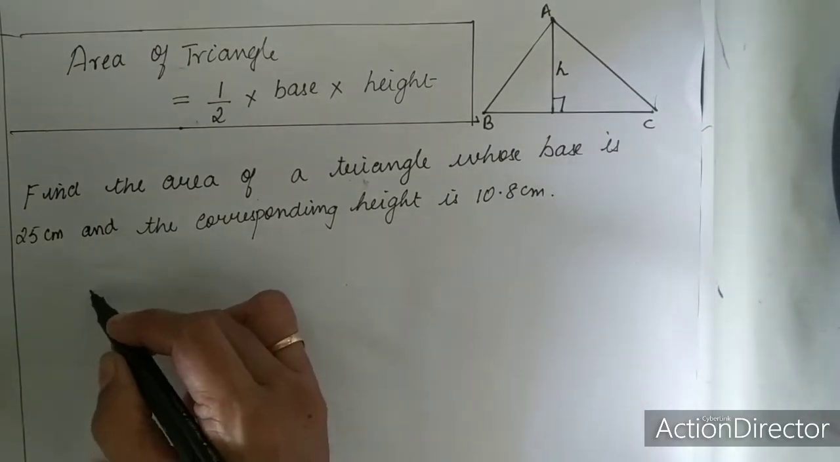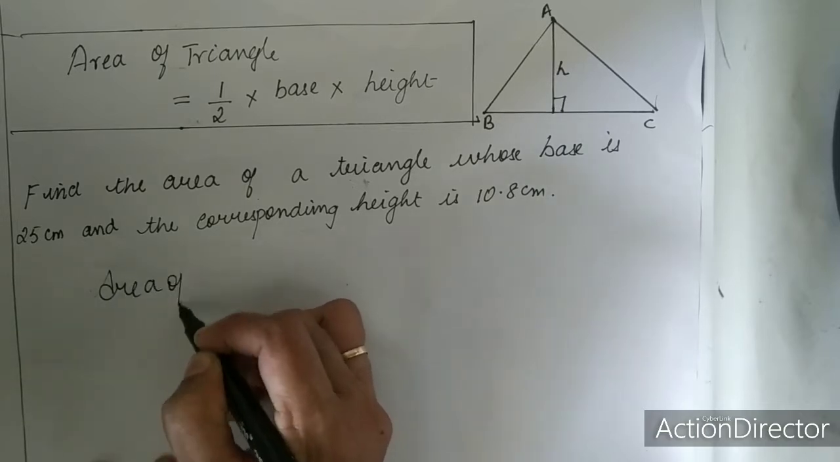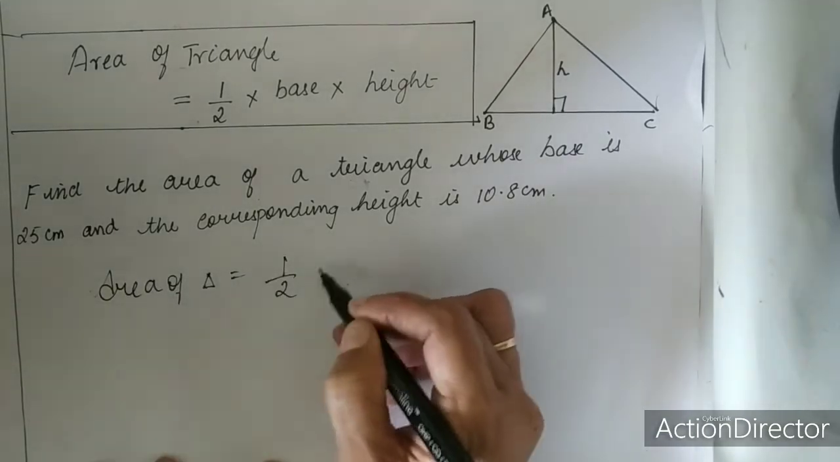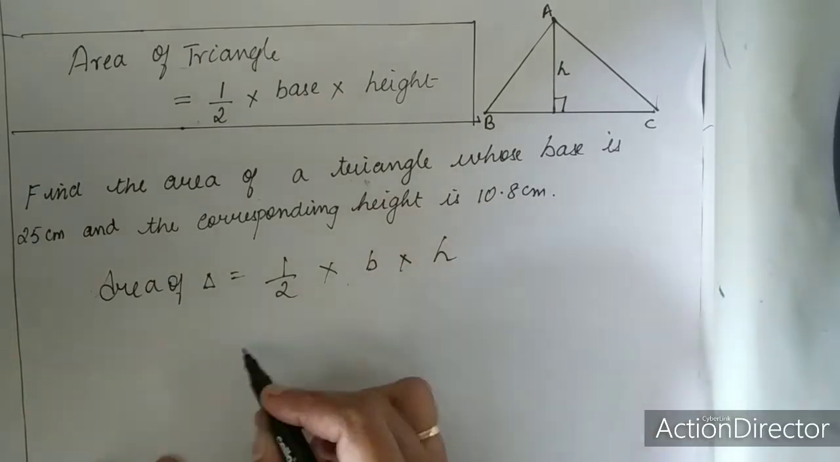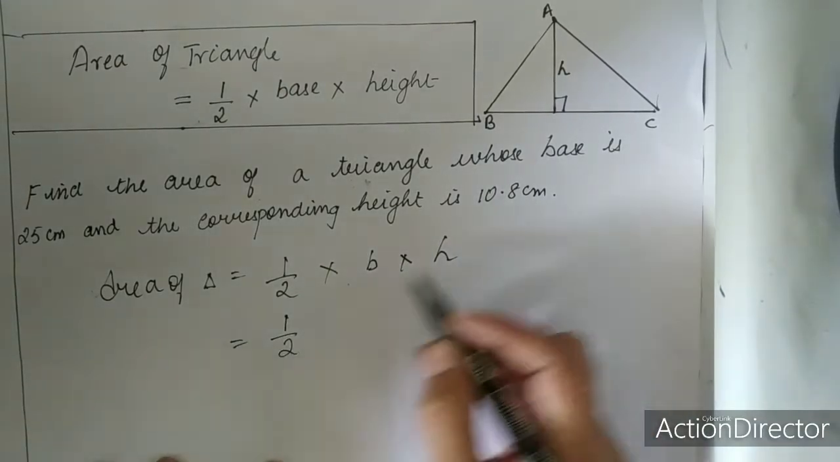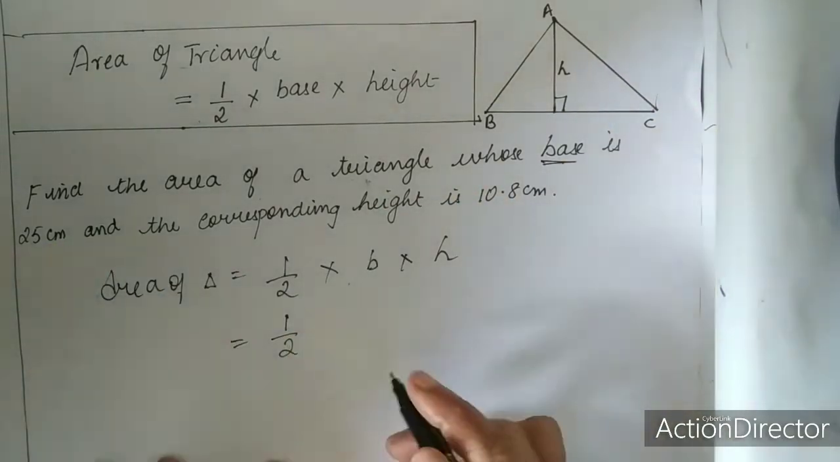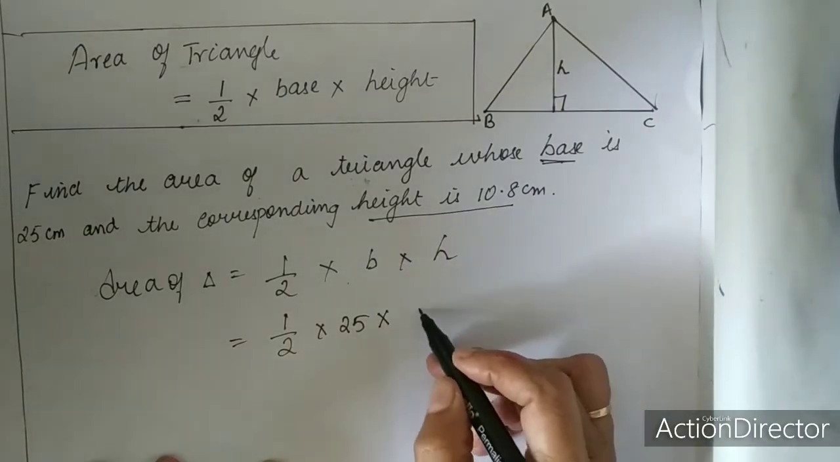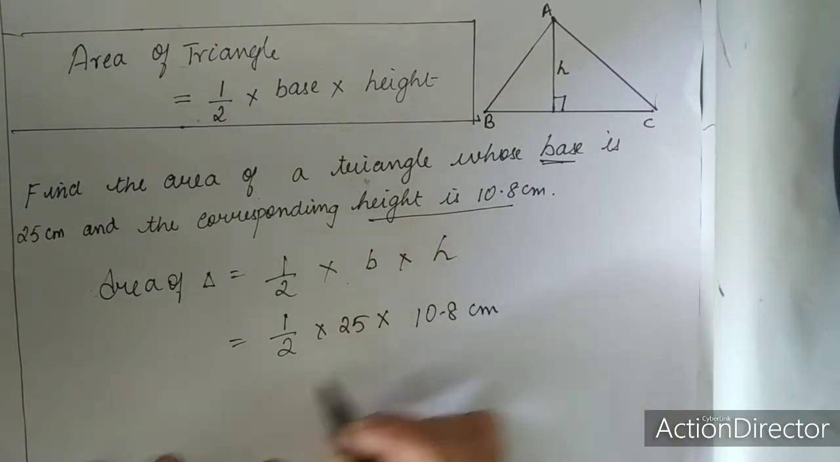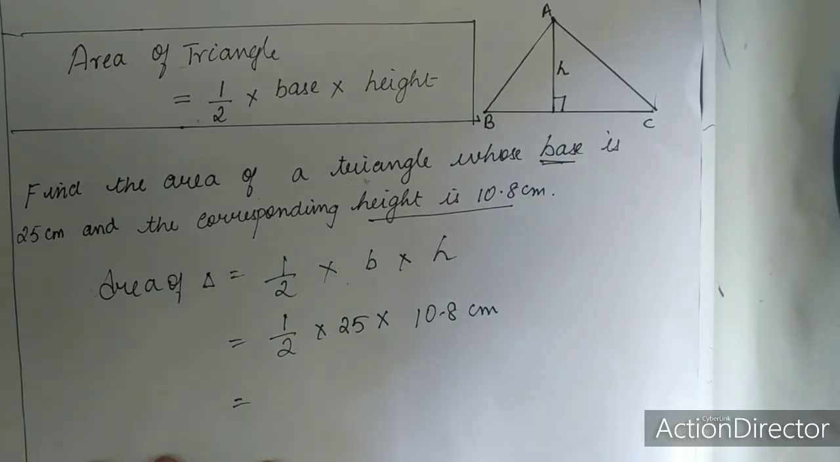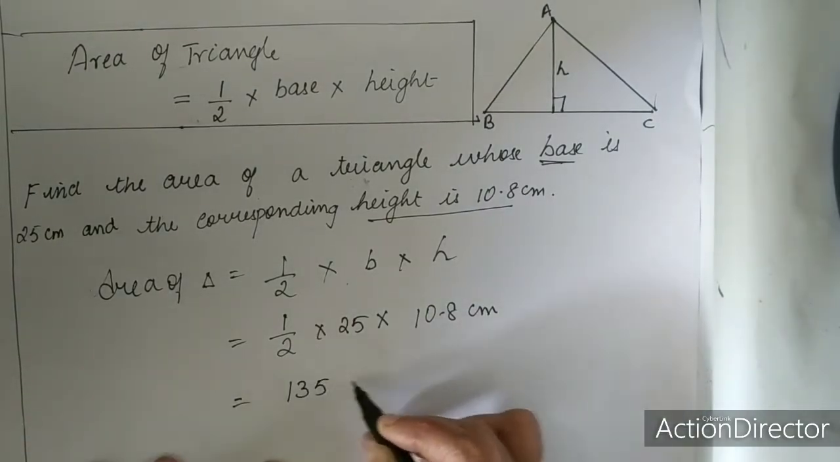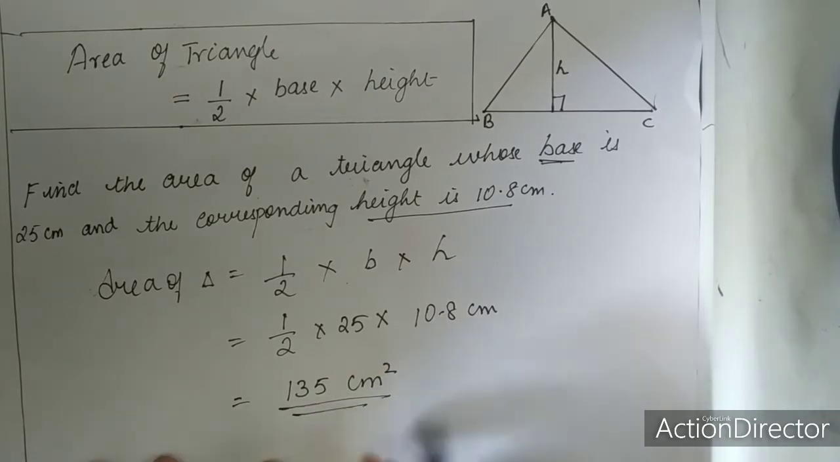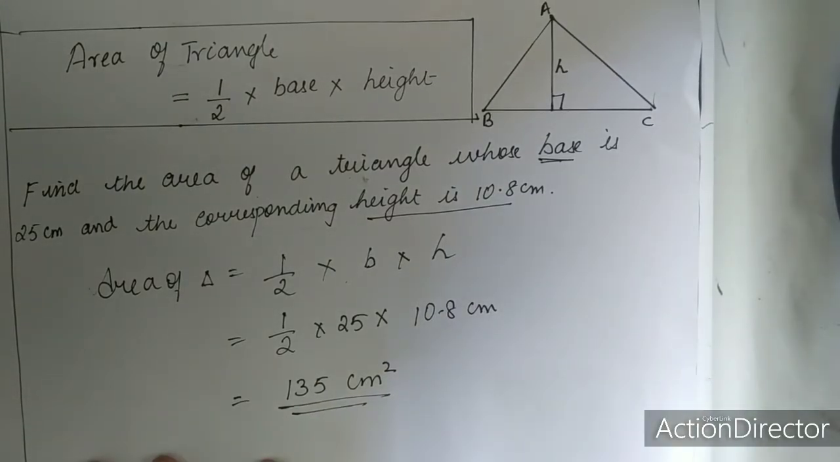So, we were using the formula area of triangle is equal to half into base into height. So, this is equal to half into, what is the base given in the question? Base is 25 centimeter and what is the height given? Height is 10.8 centimeter. Now, after calculating, we are getting this as 135 centimeter square. So, this is the formula you are using in earlier classes for finding the area of the triangle whenever the height of the triangle is given.